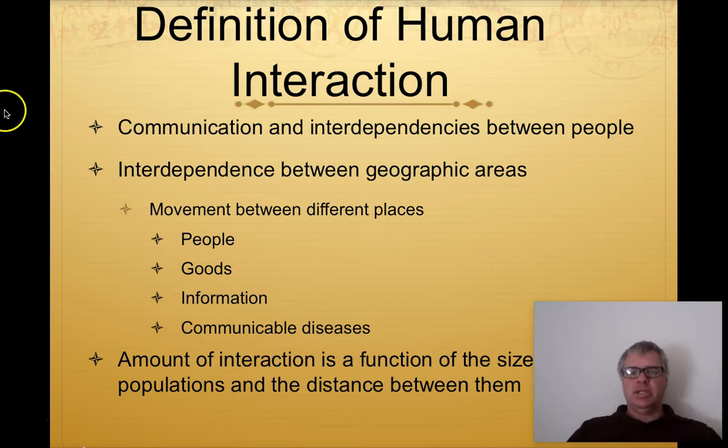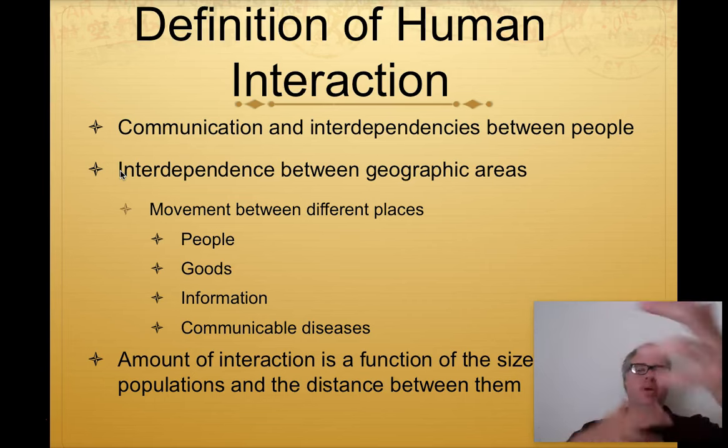And what this does is it leads to an interdependence between geographic areas. Like in New England, we still want to drink orange juice, so we have this dependency on Florida to grow oranges and send them this way. If they want syrup for their pancakes, we got to do that and send it down to them. And so it creates this interdependency among different parts of the world.